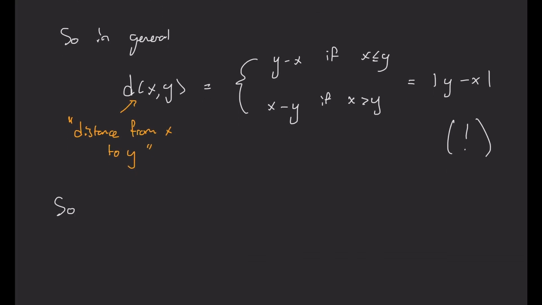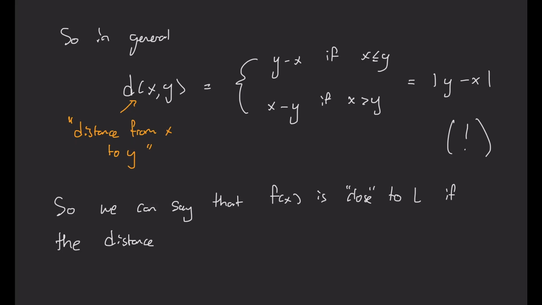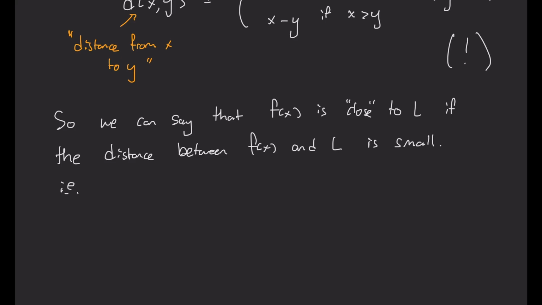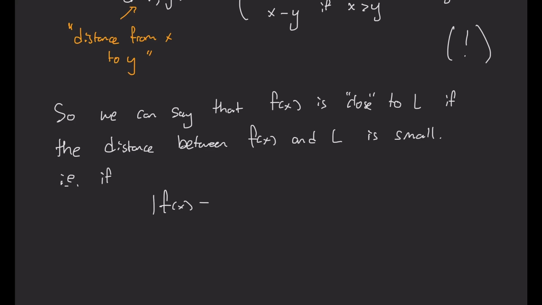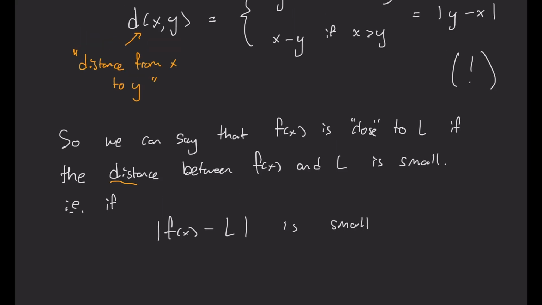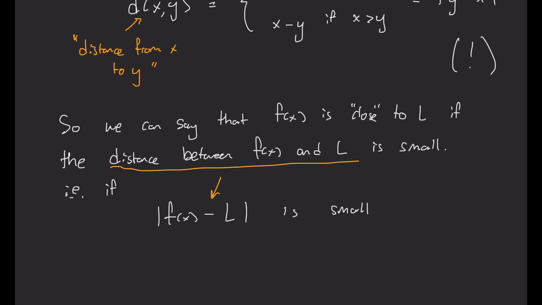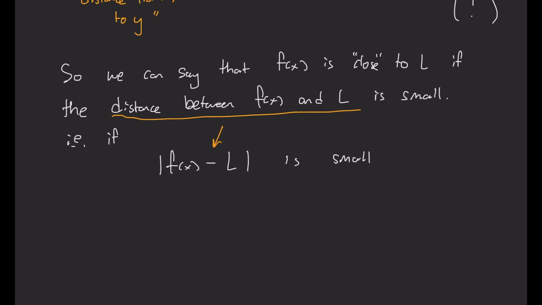Okay, so let's return to our question about closeness. So now we can say that f is close to L if the distance between f of x and L is small. So in other words, if the absolute value of f of x minus L is small, because the absolute value of f of x minus L is the distance between f of x and L, as we just saw above. Or we can be more mathematical about it and say the absolute value of f of x minus L is less than some small number.